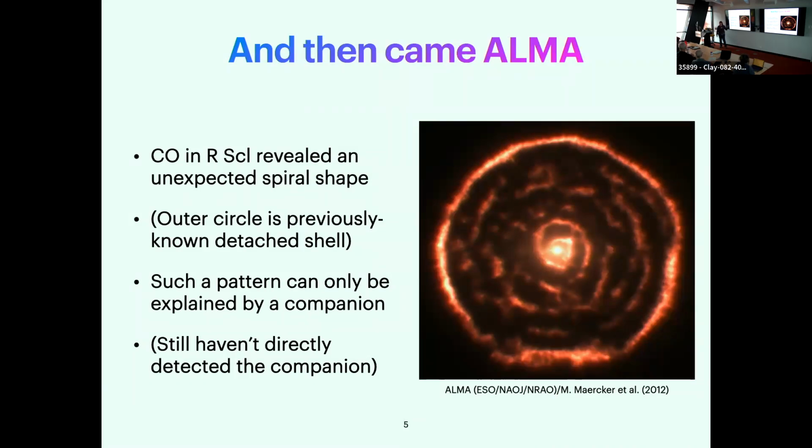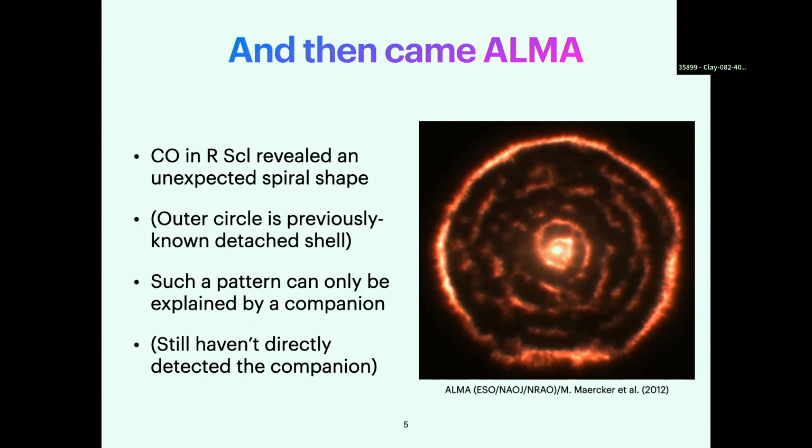But what they didn't expect to see is this spiral inside the detached shell. So the exciting paper by Matthias Maercker et al. was that, well, how do we explain this? And the only way that makes sense is by saying there's probably a companion. So this was published in 2012, and we still haven't actually detected that companion.